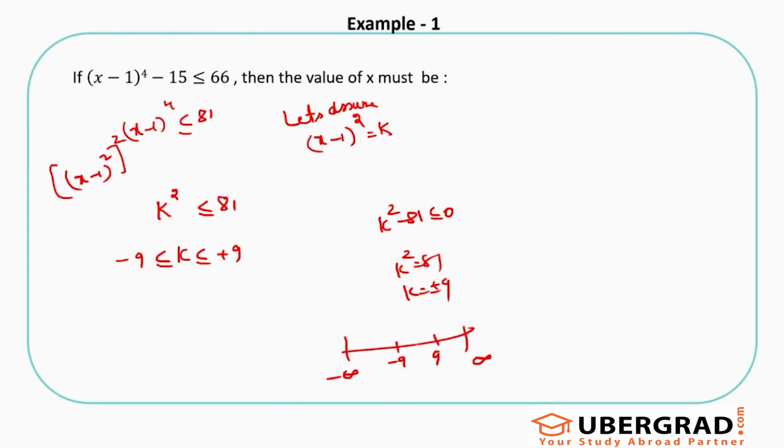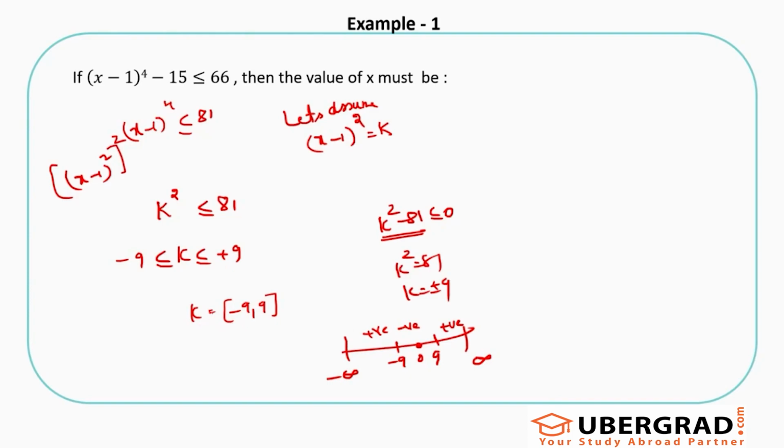So let me take a 0 point here. If I substitute 0, minus 81, it's negative. This is positive and this is positive. And I want this expression to be negative because it's less than or equal to. That means the value of k will be minus 9 to 9. It can be anything between that, including them, because it's less than or equal to. 0 is also acceptable for me, so I am happy with that.